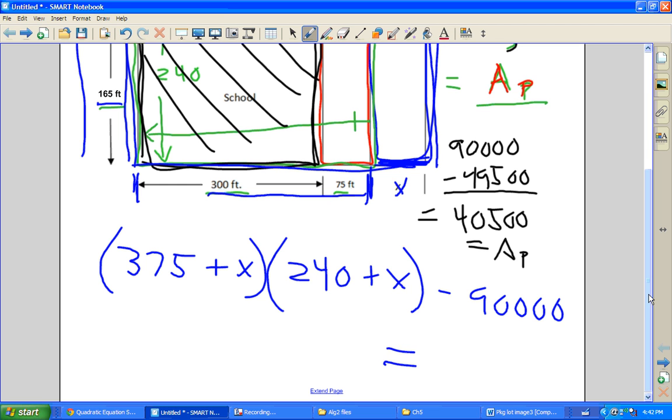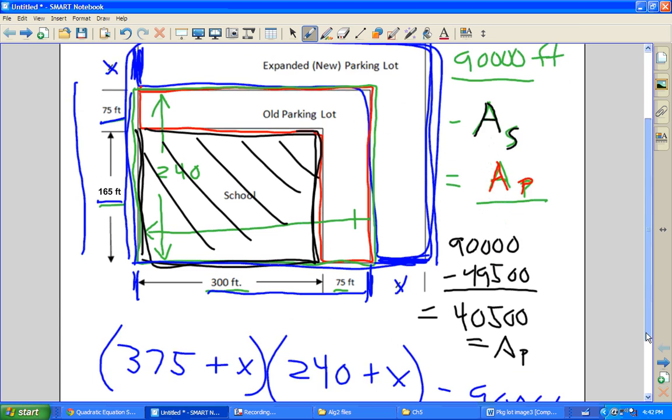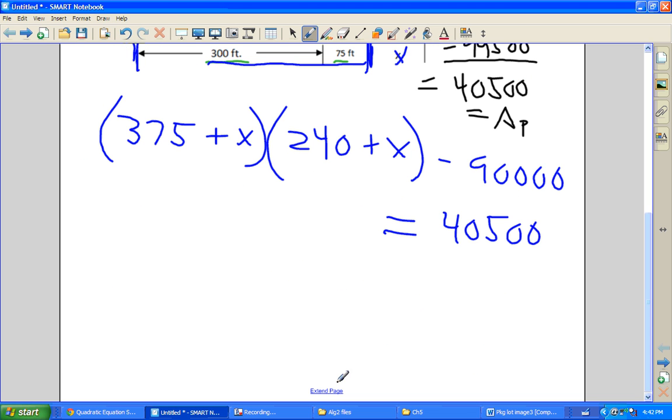And I know the area of the blue has to equal the area of the red, which we just found. It's 40,500. So it's a big long quadratic. It's spilled over onto two lines. But now I can see minus 90,000, and 40,500. If you just work through it and have faith, you'll see some nice things happen for you here. First, we're used to the x's being first, but they're not. So let's just do our FOIL. First, 375 times 240. Let's see, what is that?